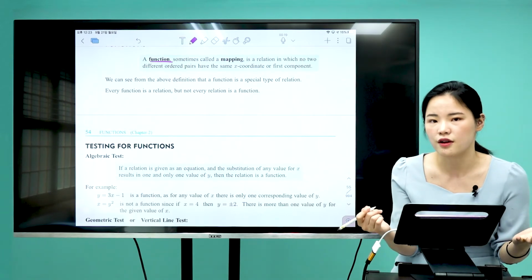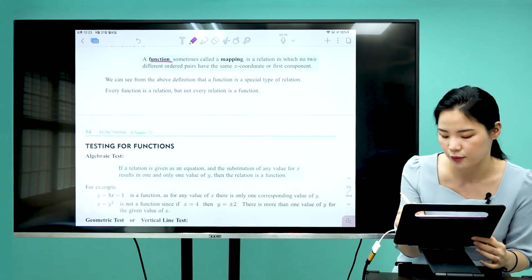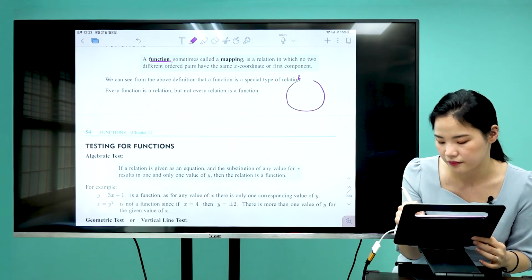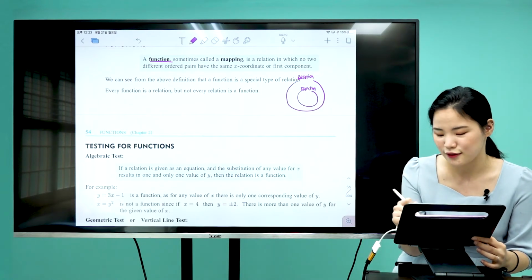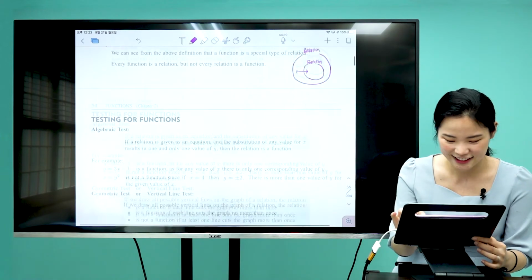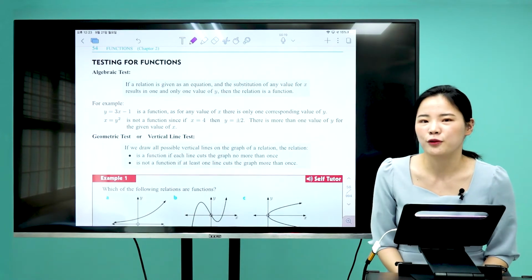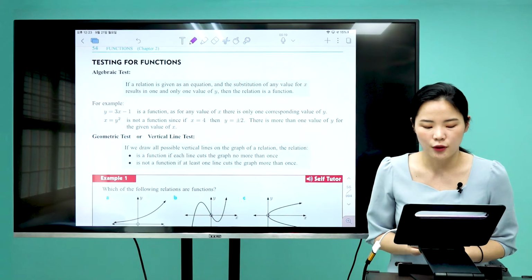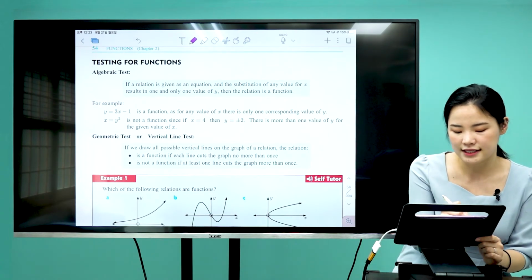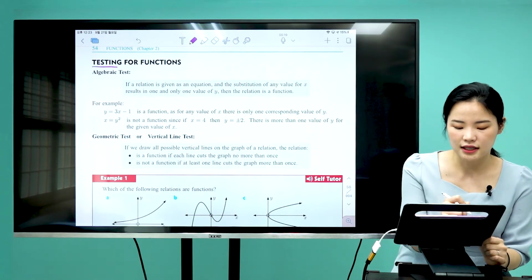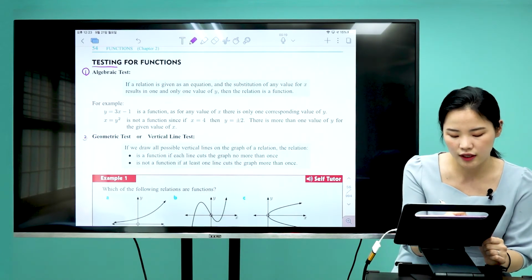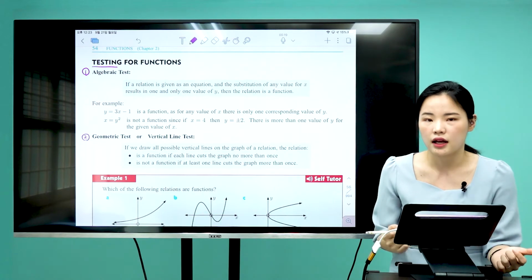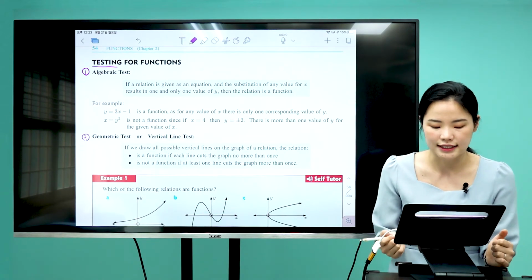If we use a Venn diagram to represent this, it'll be relation and function. So what distinguishes a function from a relation? In order to figure out whether an equation is a function or not, we have to go for testing. The first test that can be used is the algebraic test, and the second one would be the geometric test, also known as the vertical line test.